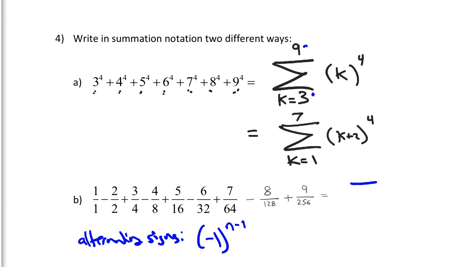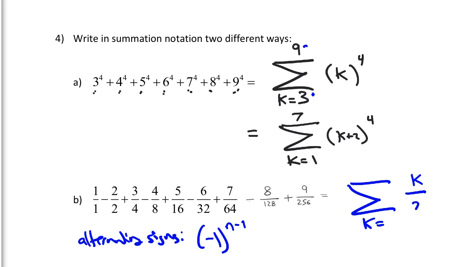So let's see. I've got the sum from k equals, and let's see. What pattern do you notice? Well, I notice the top sure looks like k: 1, 2, 3, 4, 5, 6, 7. So the top appears to just be k. The bottom is 1, 2, 4, 8, 16, 32, 64. Oh, that is 2 to a power.